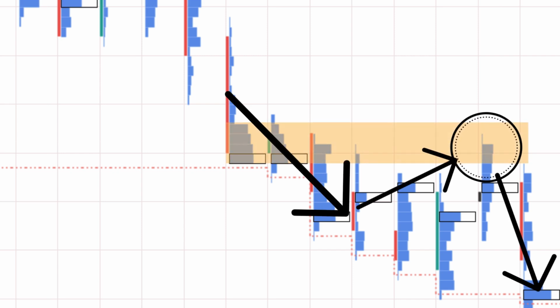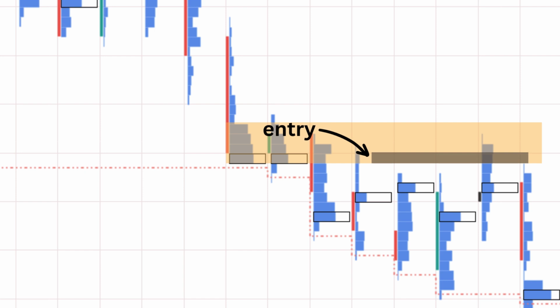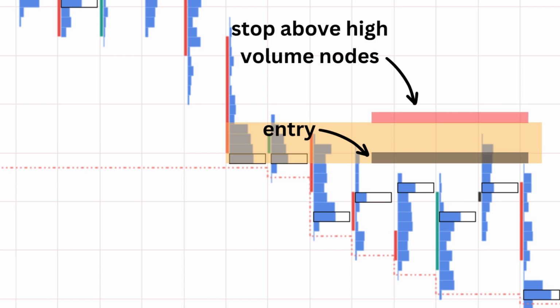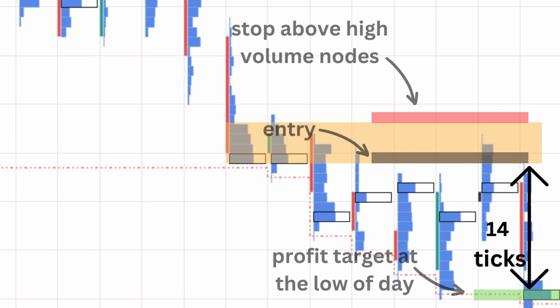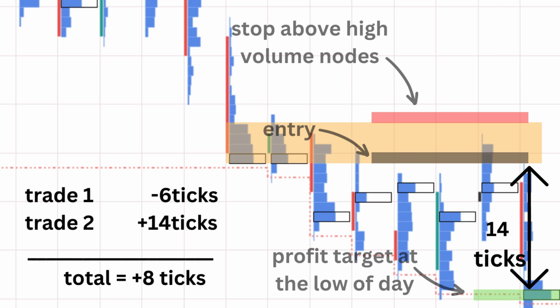Simply put, you could say this is a break and retest not only of the low of day, but of the high volume nodes also, which gives us much more confidence than a break and retest of price level alone. Here, if our target is low of day, we make 14 ticks, more than making up for our small loss earlier and taking us into profit.